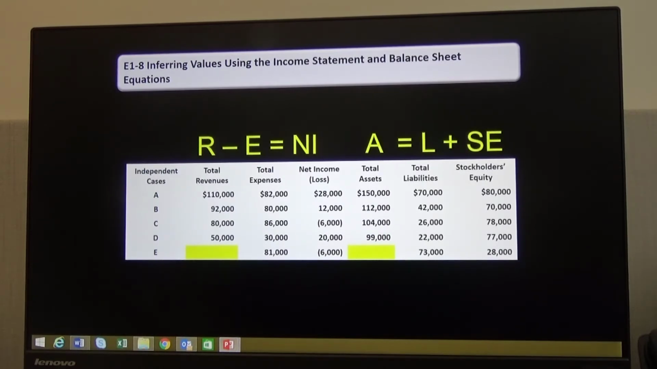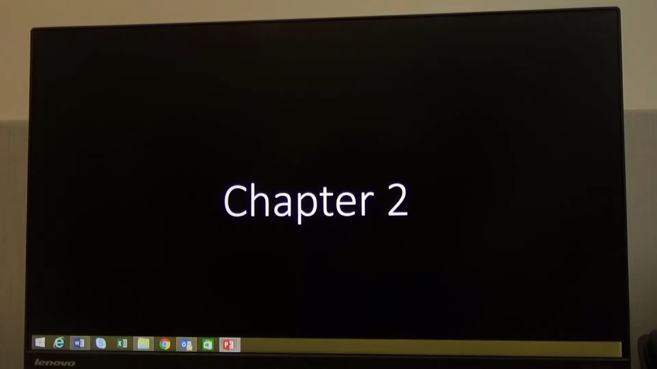And then for letter E, if revenues are what we're looking for, we would know that if we subtracted from that unknown value 81,000, we get to a net loss of 6,000. That means that our revenues must have been 6,000 less than our expenses, and so that's going to be 75,000. And then again on the other side, we simply add the liabilities and the stockholders' equity to get the asset value as 101,000. So hopefully that helps you to better see the equations that are underneath those financial statements and get familiar with the relationships there.